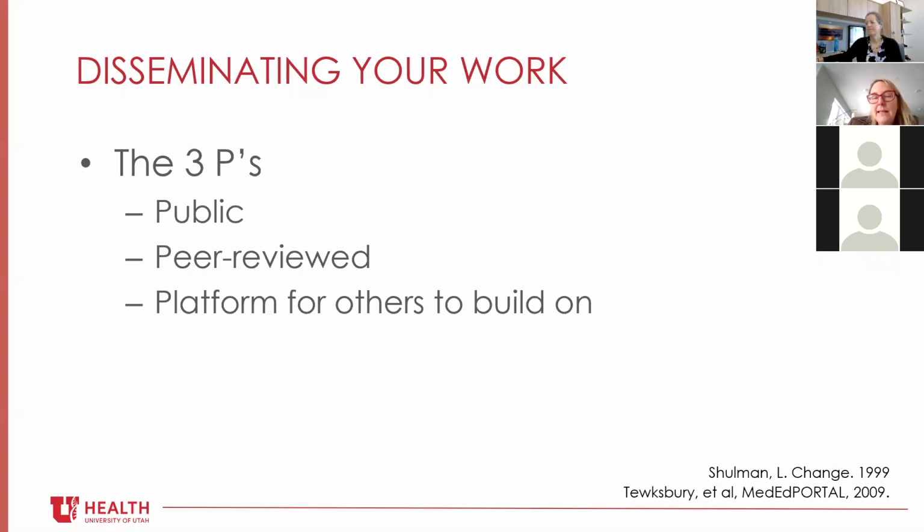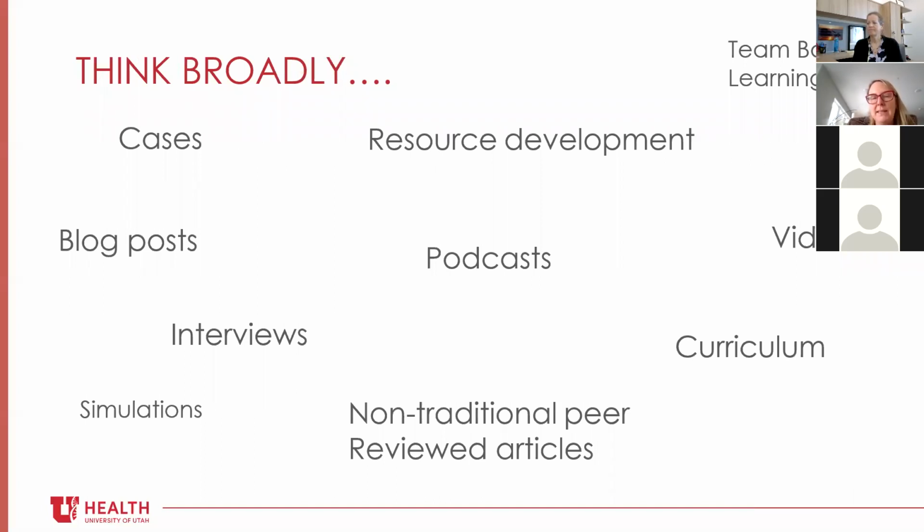In terms of disseminating our work, we really think of 3 Ps. So it's that it's public, it's peer reviewed, and that it's a platform for others to build upon. And that really is what defines scholarship in general. And I want you to be thinking very broadly about what scholarship can be, especially as we're thinking about our curriculum vitae and what we can add to it. It might be a case, it could be a podcast, a blog post, maybe something that's not a traditional peer-reviewed article, or it could be a team-based learning curriculum or videos that you create. So there's lots of different ways that we can think broadly about what our scholarship is and how we can put it into our curriculum vitae.